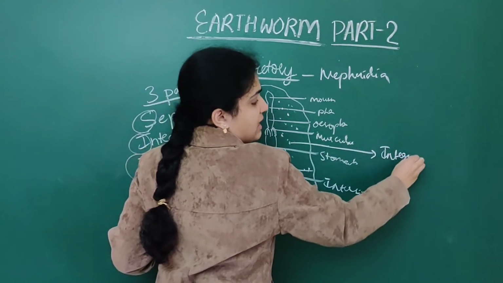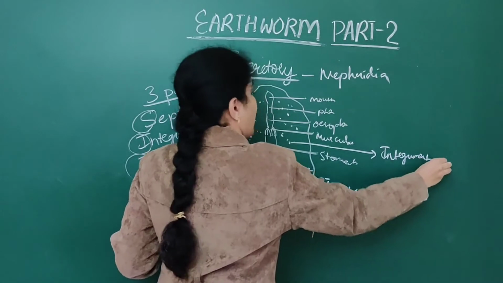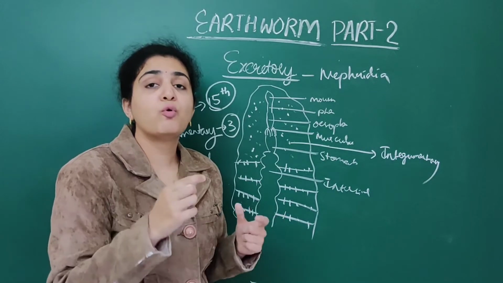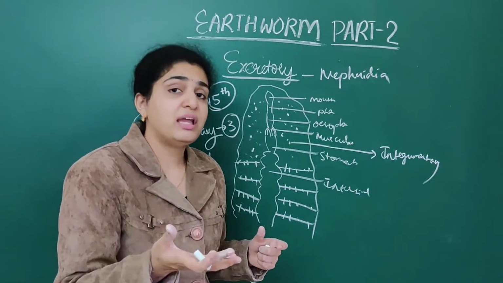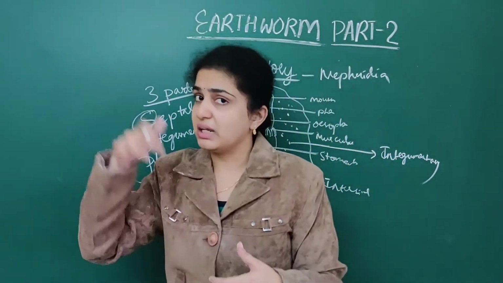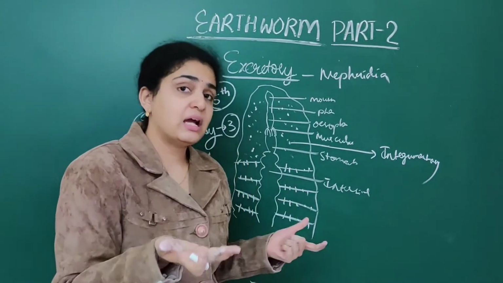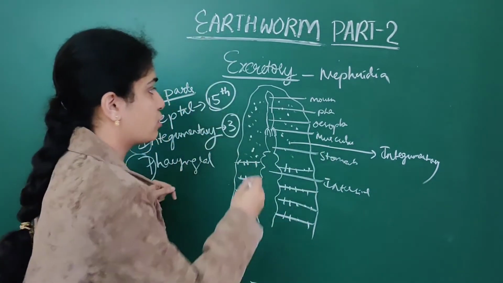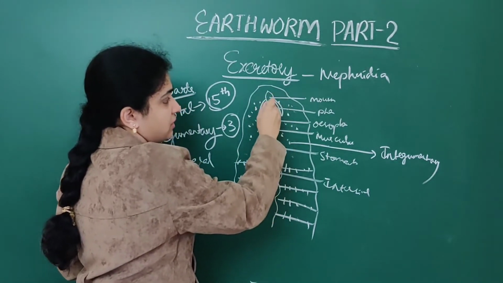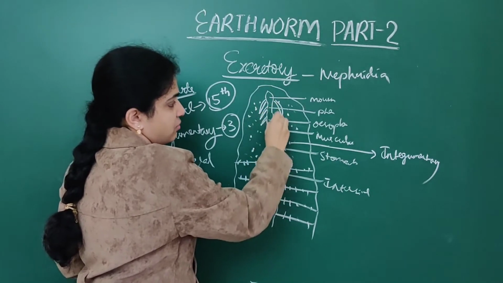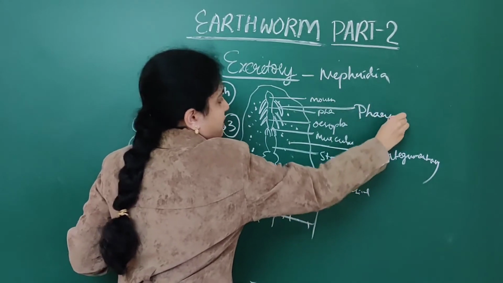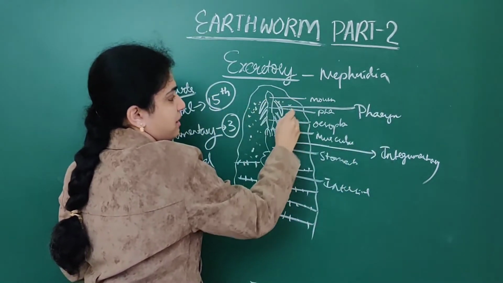Next, the third type is pharyngeal nephridia. These pharyngeal nephridia extend in the 4th, 5th as well as 6th segment. Like where are blood glands present in earthworm? They are present in the 4th, 5th as well as 6th segment in the circulatory system of earthworm. Like that only, pharyngeal nephridia are also present, in 4, 5, 6. There are also numerous pharyngeal nephridia present.